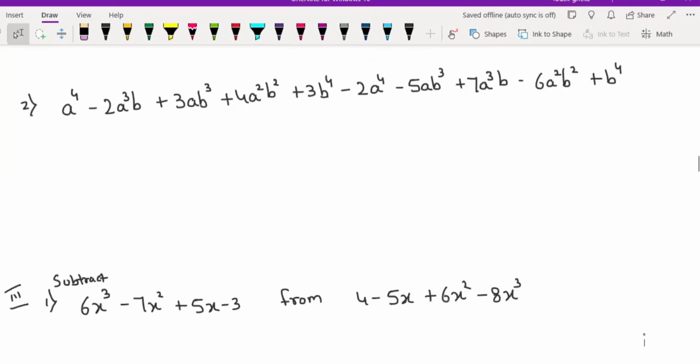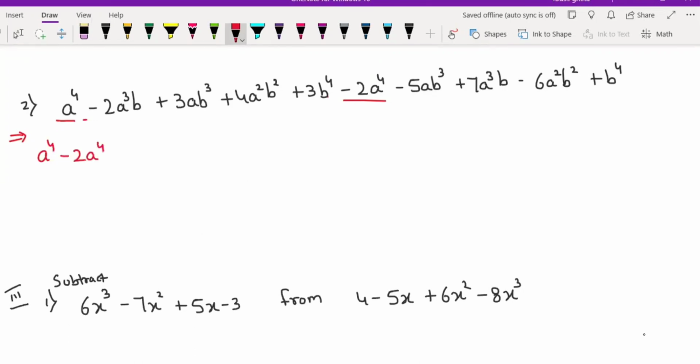Here is the second one. As in the question, they did not give any comma, so we'll be moving directly with the second step, that is arrangement of the like terms. So the first term is e to the power 4. We need to search the term which consists of the same variable, that is over here, minus 2e to the power 4. So we're gonna write them together. It is e to the power of 4 minus 2e to the power of 4.